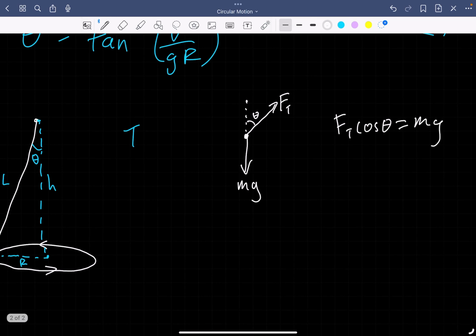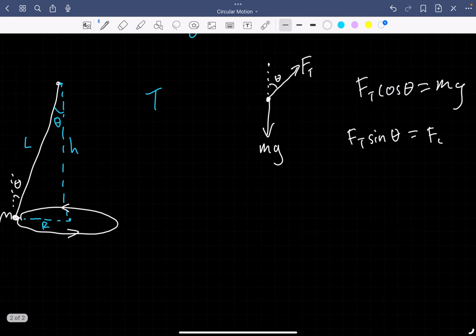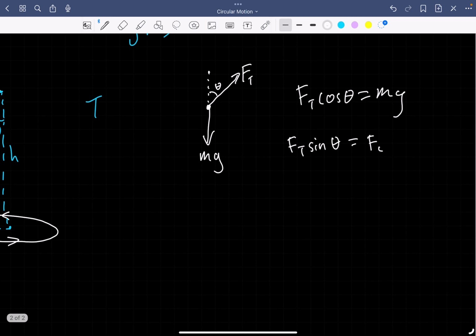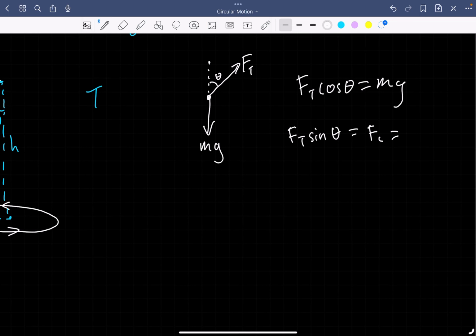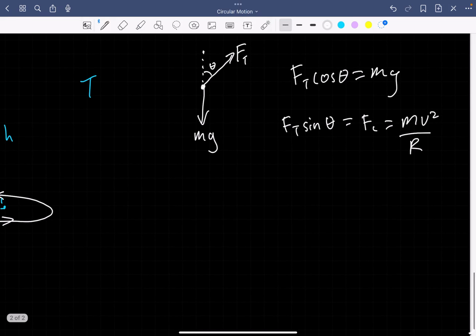And then we know that Ft sine theta has to be equal to the centripetal force, because that's the only horizontal component of force that acts on this pendulum mass, which means it has to provide the centripetal force. And then we know that this is equal to mv squared over r.